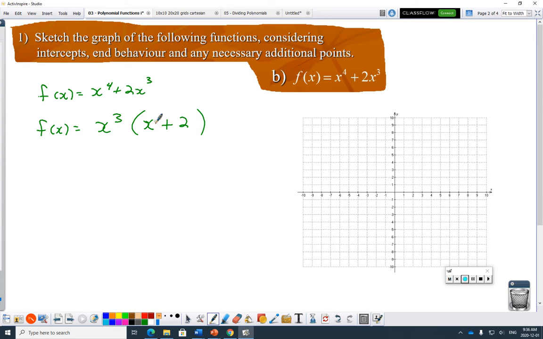First, zeros. I switched over to the color green here. I kind of like it. Very Christmassy for December the 1st. Zeros. We want to know when this thing comes out to be 0.